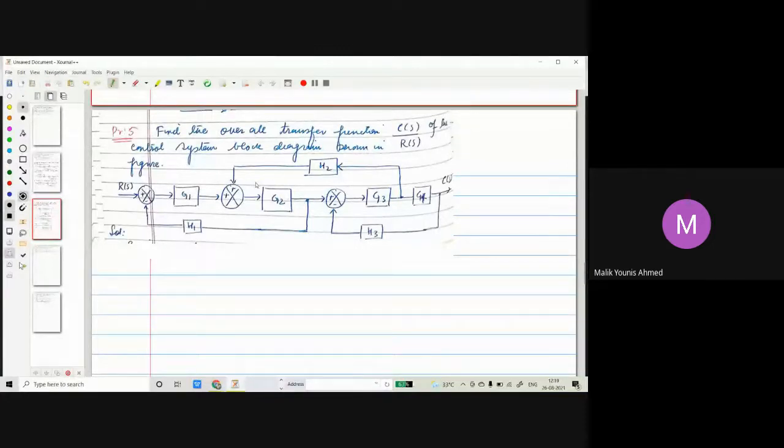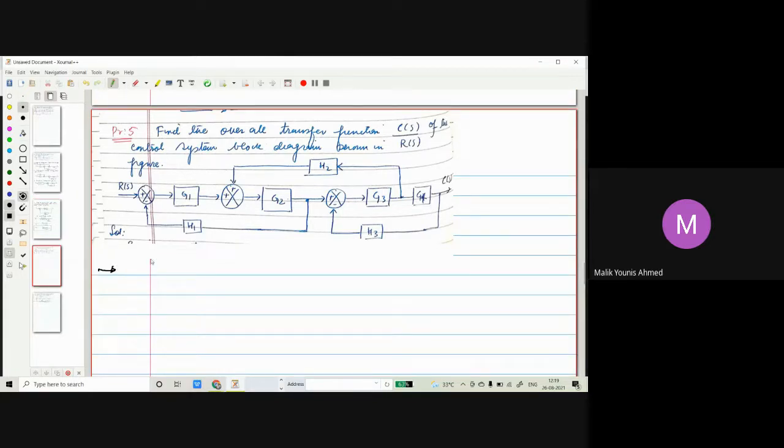Okay, next we have to find the overall transfer function C by R of the control system block shown in this figure. So what we can do in this case? See this take off point, we can move here. Before block G4, there is a take off point. We can move it here and bring them in cascade, and this will again be a feedback loop for us. So let us do the first step.